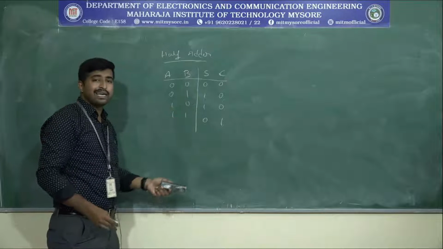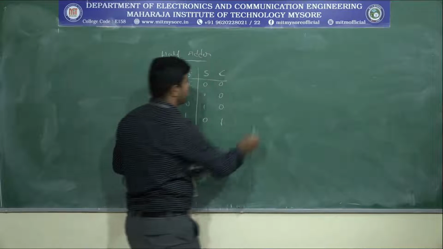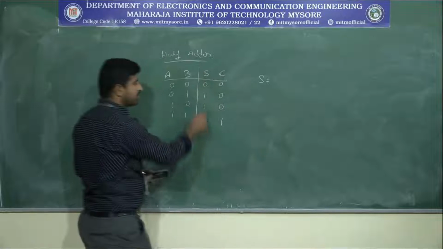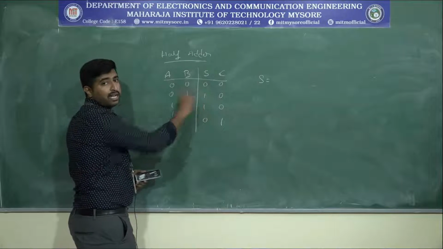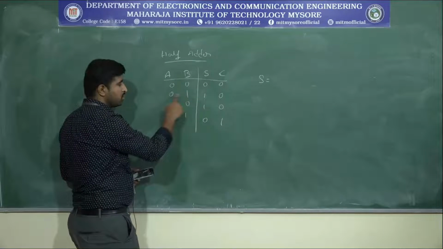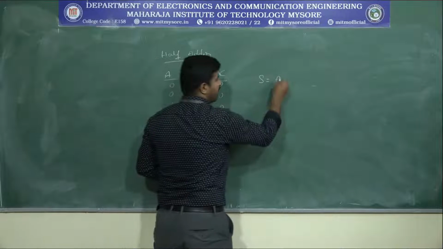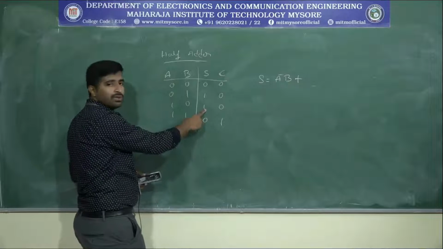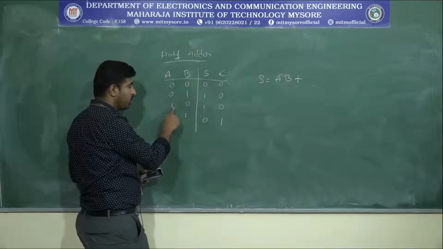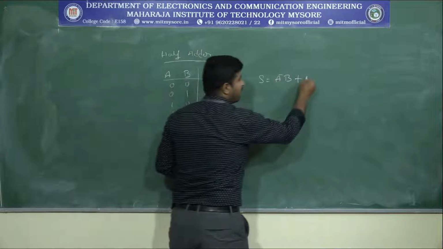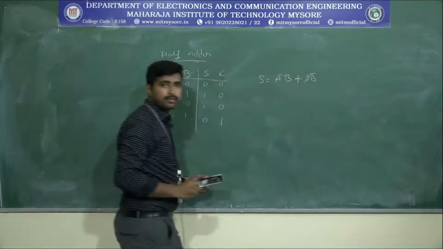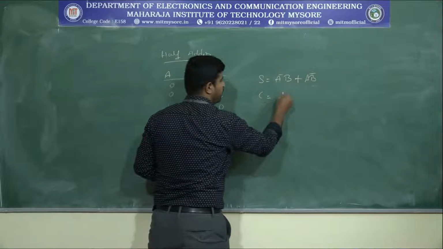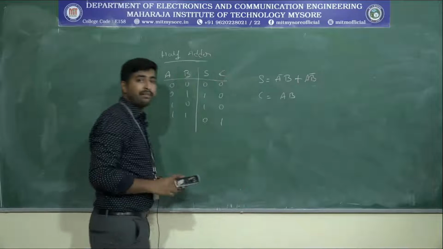Okay, so let's write the canonical min term form. What is the sum actually? For the sum, we need to look only for the logic 1. Hope you know that. So 0 1 corresponds to a bar b, plus, the next logic 1 is 1 0, that is equal to a b bar. For the carry, c equals a b. So this is the min term form.